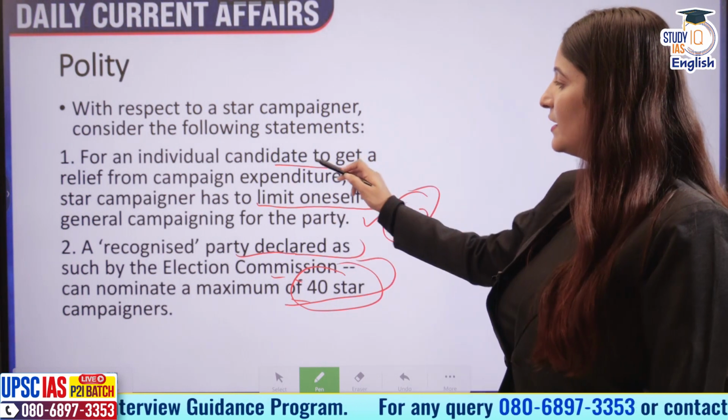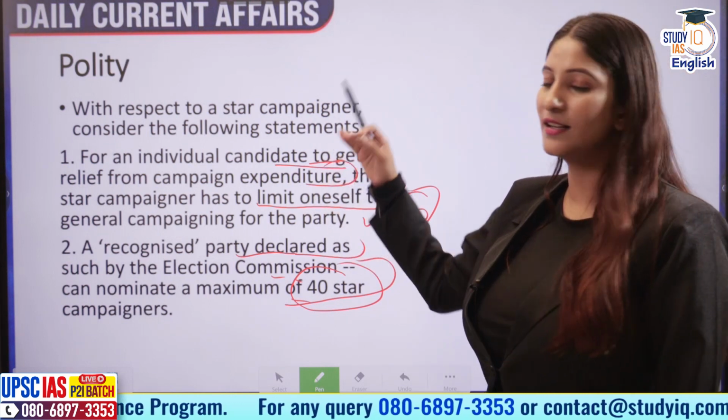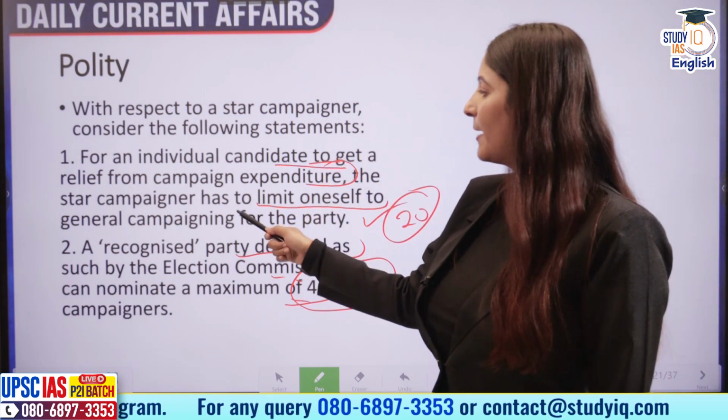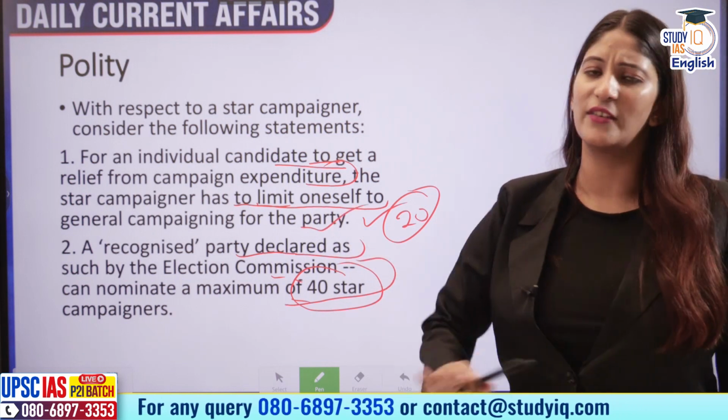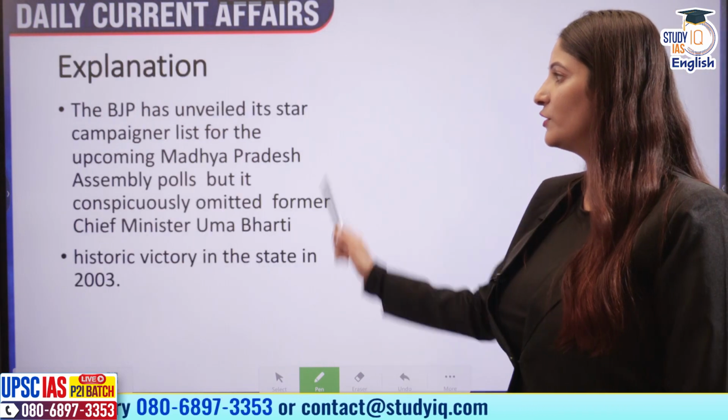For an individual candidate to get a relief from the campaign expenditure, there is a threshold for this. The star campaigner has to limit oneself to general campaigning of the party. That is also correct. 1 and 2 both are correct. Both 1 and 2 will be the correct answer.